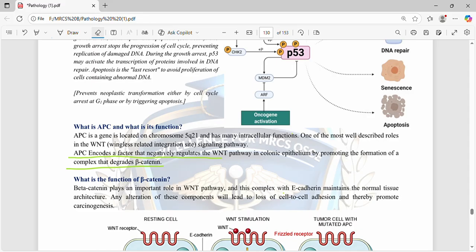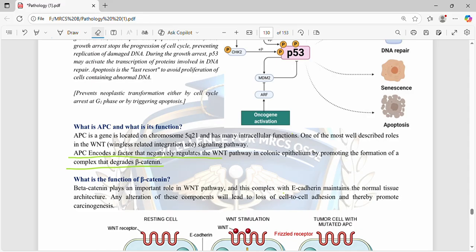What is APC and what is its function? APC is a gene located on chromosome 5, and has many intracellular functions. One of the most well-described roles is in the WNT (wingless-related integration site) signaling pathway. APC encodes a factor that negatively regulates the WNT pathway in colonic epithelium by promoting the formation of a complex that degrades beta-catenin.